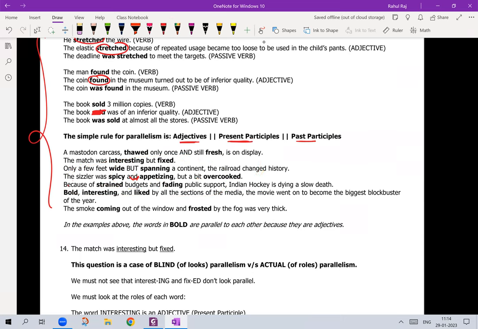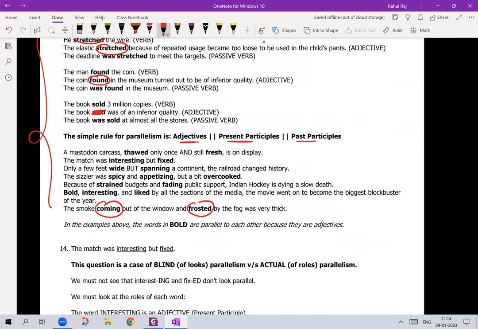Now imagine this sentence: the smoke coming out of the window. Now you see how complicated they can make the sentence. The actual sentence is "smoke was very thick." But they are trying to say smoke coming out of the window frosted by the fog. Coming out of the window is nothing but an adjective referring to smoke. Frosted by the fog is nothing but an adjective. So the sentence can be very simple, but they can complicate it a whole lot by putting in adjectives, and you should be cautious about it.